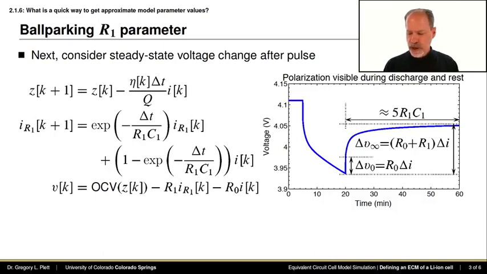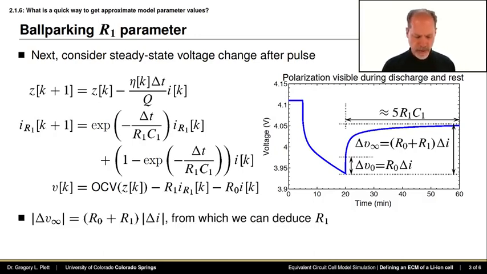So we can measure, as you can see on the right-hand side of the slide, the up-down arrows are showing this delta V infinity, or the steady-state voltage change. And we know R0 because we computed it using the equation from the previous slide, and we know delta I because we subjected the cell to a certain current and then removed it. So based on all of that, we can rearrange our expression and solve for R1. So when we do that, we have the steady-state change in voltage is equal to R0 plus R1 times the magnitude of the change in current. Rearrange and solve for R1.